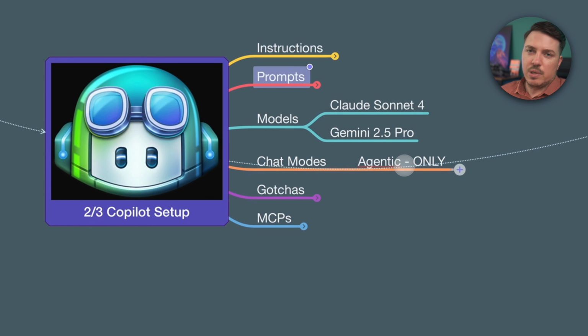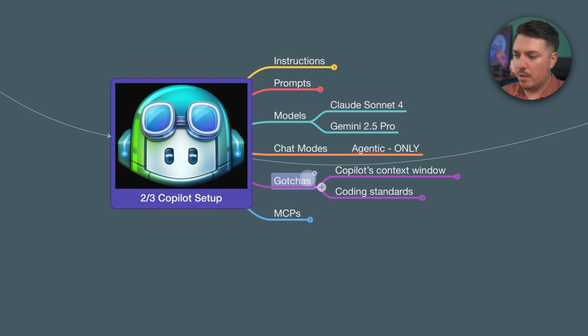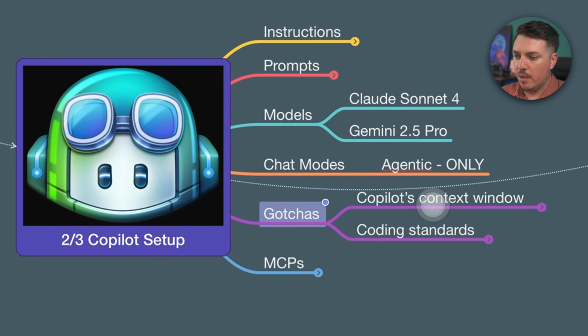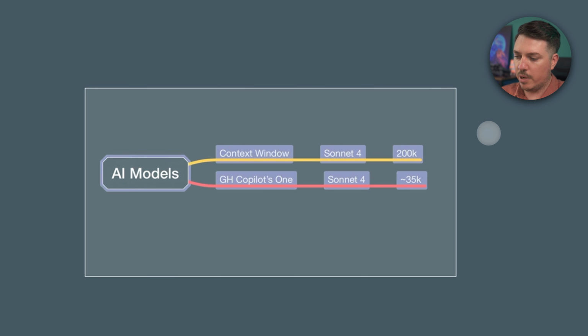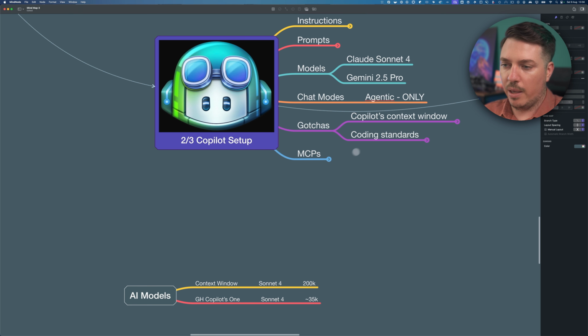And the chat modes, I use only agentic mode, nothing else. Believe me, this is the best. And a few gotchas here. Copilot's context window. This is the thing that we were talking about right here. So we won't go through that again, I guess.